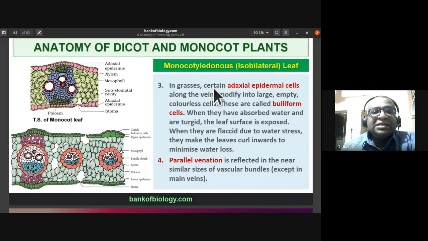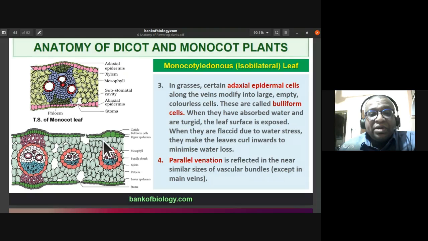Then in grasses, certain adaxial epidermal cells along the veins modify into large empty colorless cells. These are called bulliform cells. See here, they have labeled the bulliform cells. The epidermis also has a thick layer of cuticle. So it is a repetition even in dicot leaf. Those repeated points we are not highlighting, but they do have the same things here.